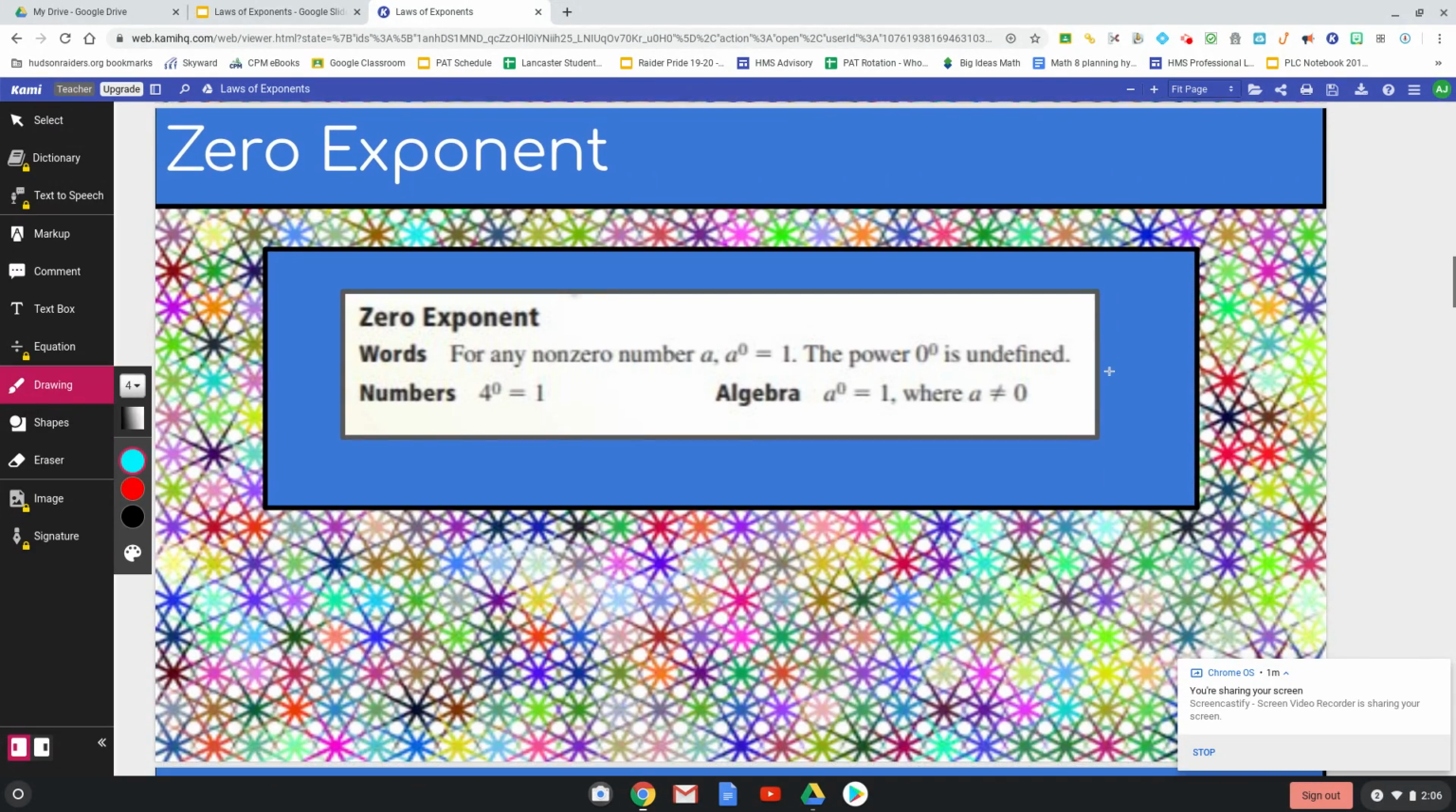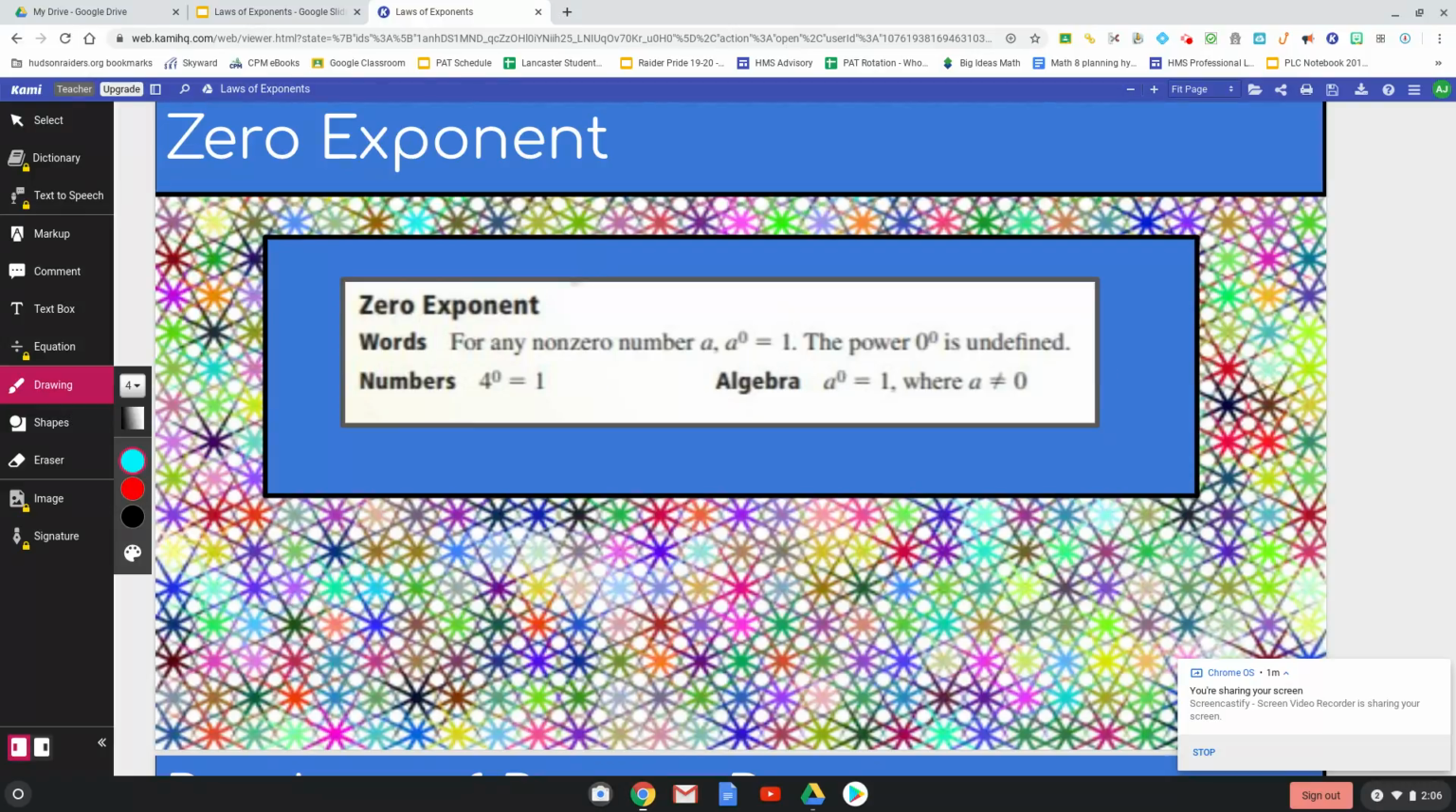All right, the first important rule that I'm going to go over is called the zero exponent. If we ever had a base number raised to the exponent of 0, that is always going to equal 1. Except for if the base was 0, then that answer is undefined. We can look at an example down below. It says 4 raised to the 0 power equals 1. It really doesn't matter what the base is. As long as it's not 0, it will always equal 1.